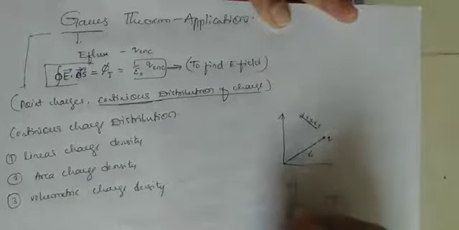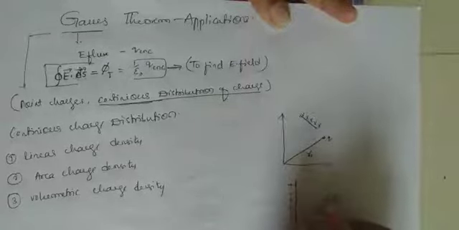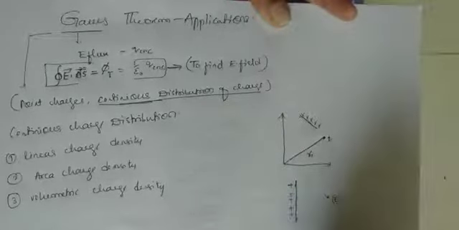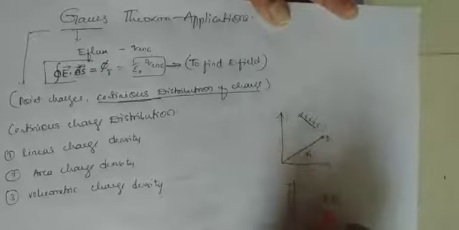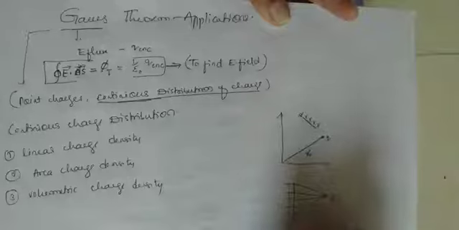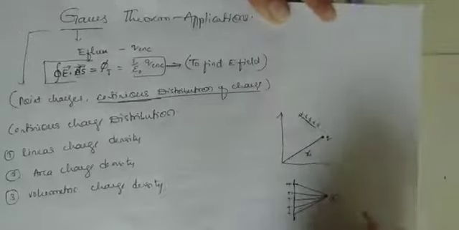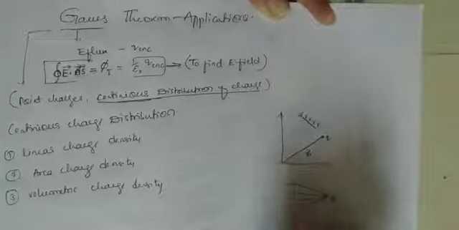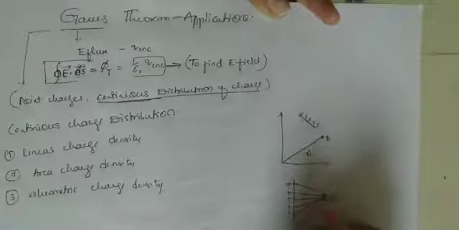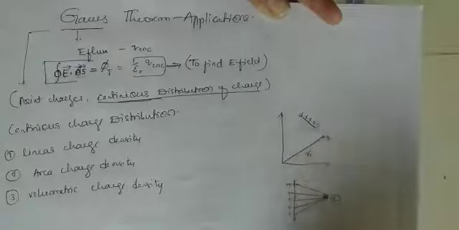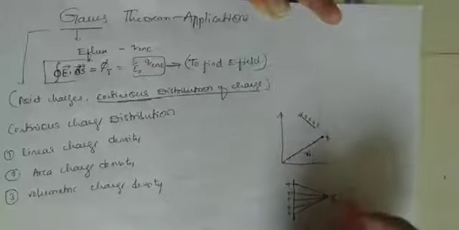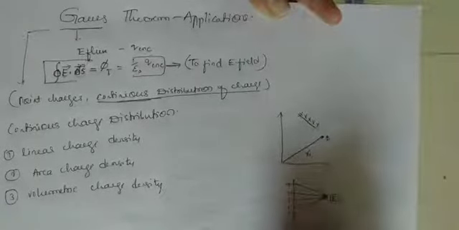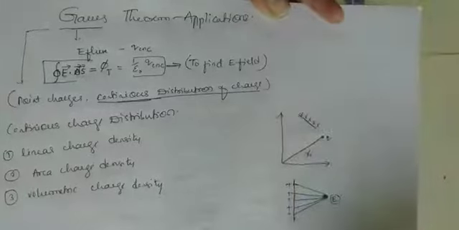The electric field due to this charge and due to this charge and due to this charge may vary. Why? Because here to here the distance is different, here to here the distance is different. So for continuous charge distributions, we have to consider a symmetrical one, then only the electric field due to every charge on that surface should be the same.